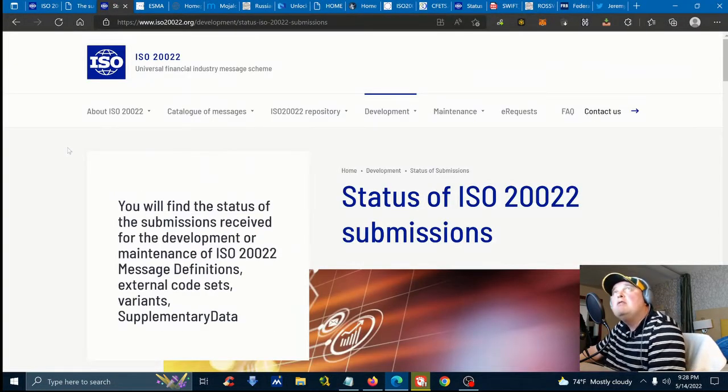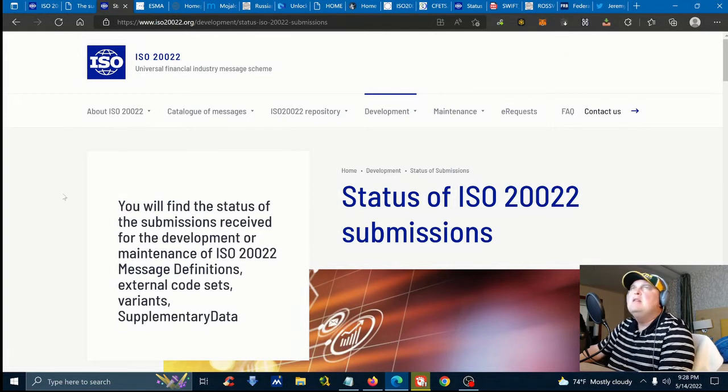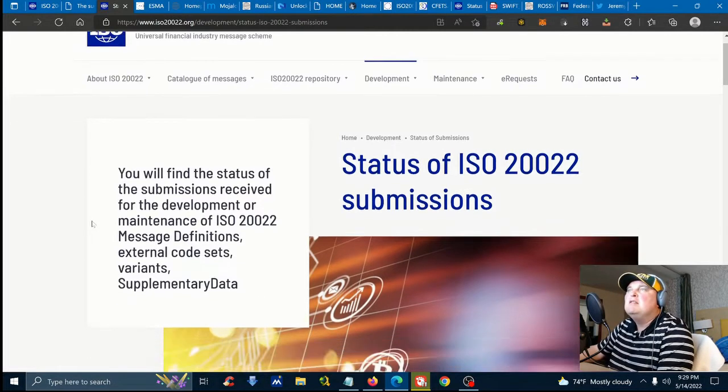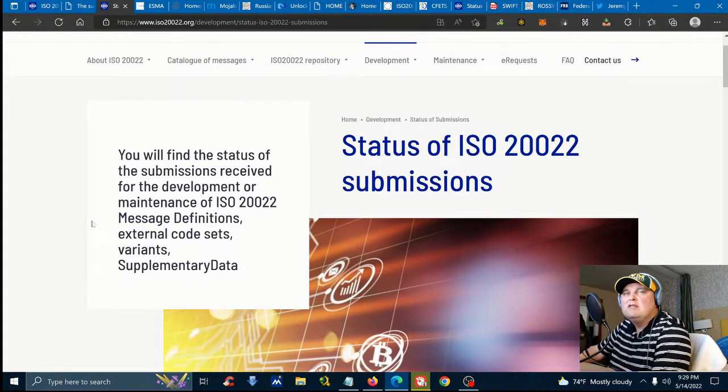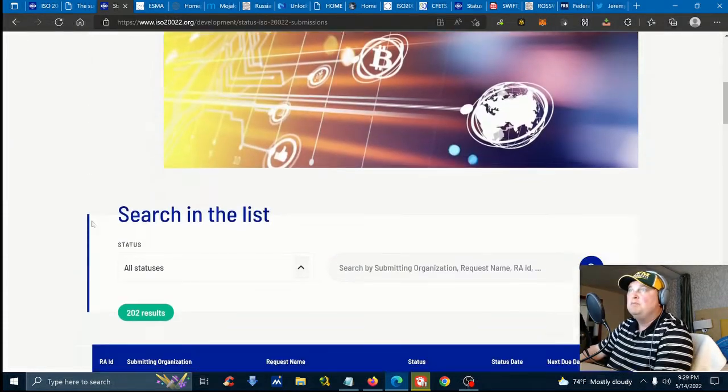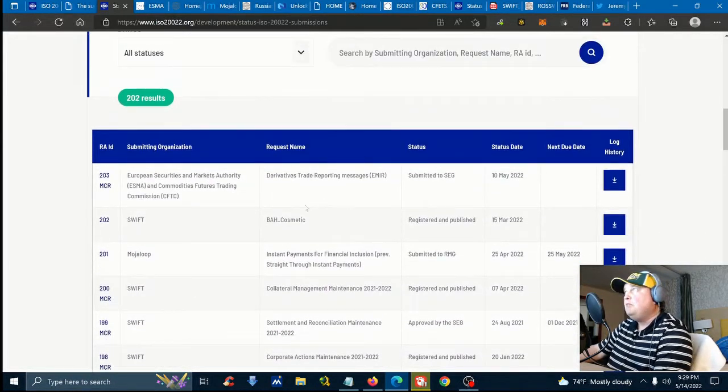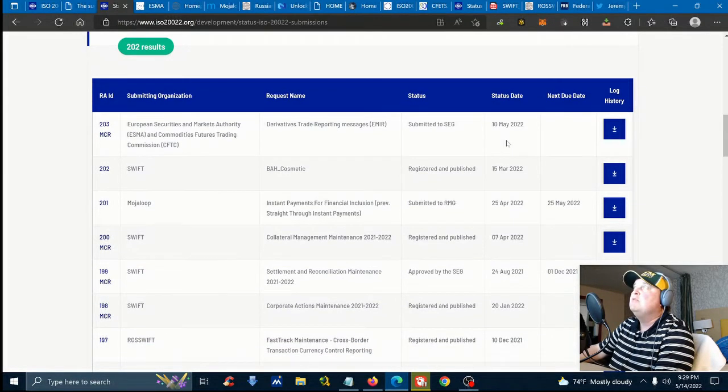Okay, so now this page right here on the ISO 20022 website, it says right here, you will find the status of the submissions received for the development of the maintenance of ISO 20022, the message definitions, external code sets, variants, and supplementary data. And what that means is that as these companies are testing the system leading up to the implementation, they have to report back to ISO 20022 on the results, how efficient it is and how it's working in their test runs. So looking down at the bottom of this page, you can see the list right here. It shows you the status date of when each one of these is being submitted back to ISO 20022 with the results.